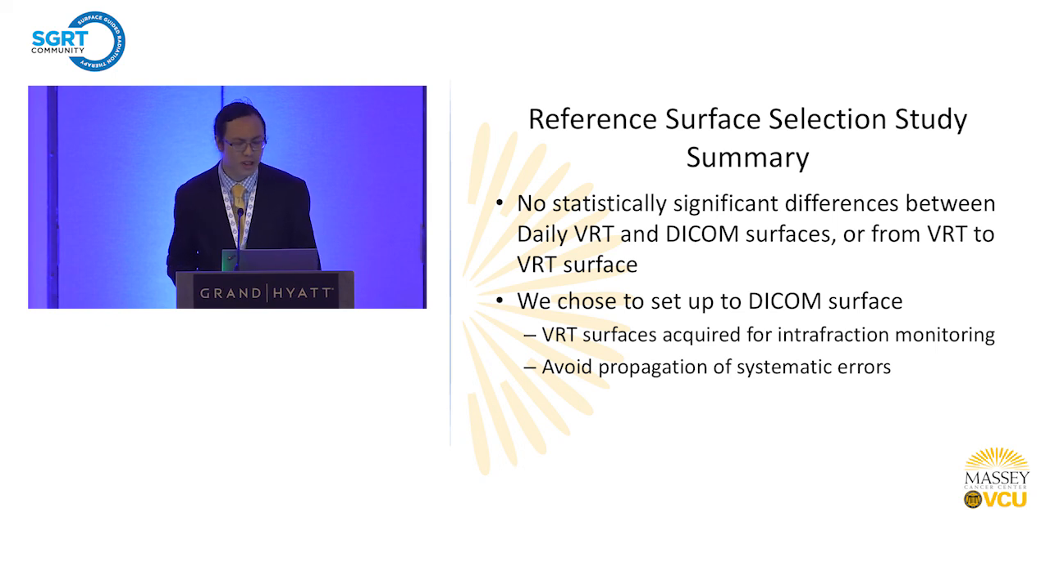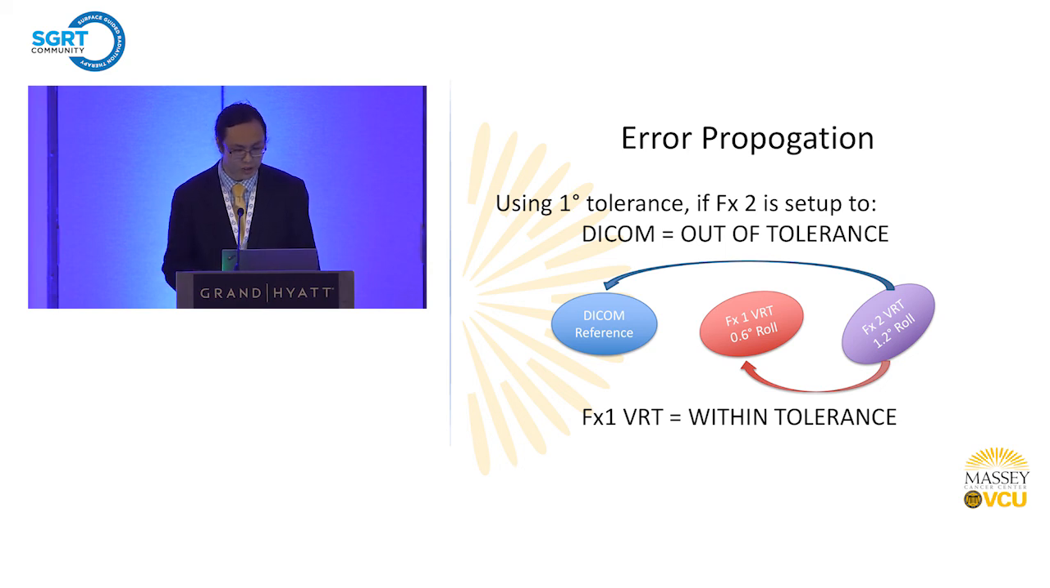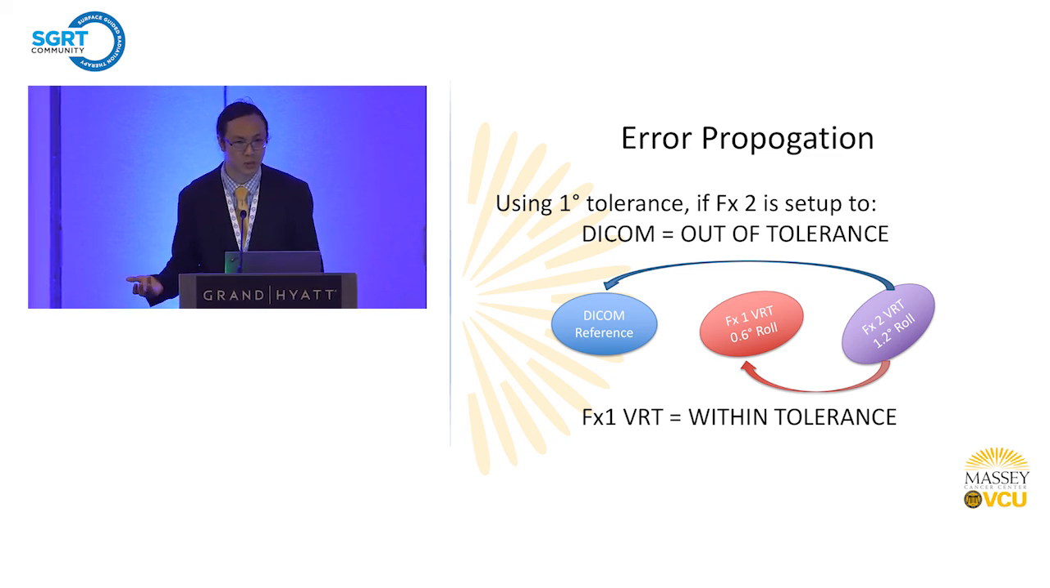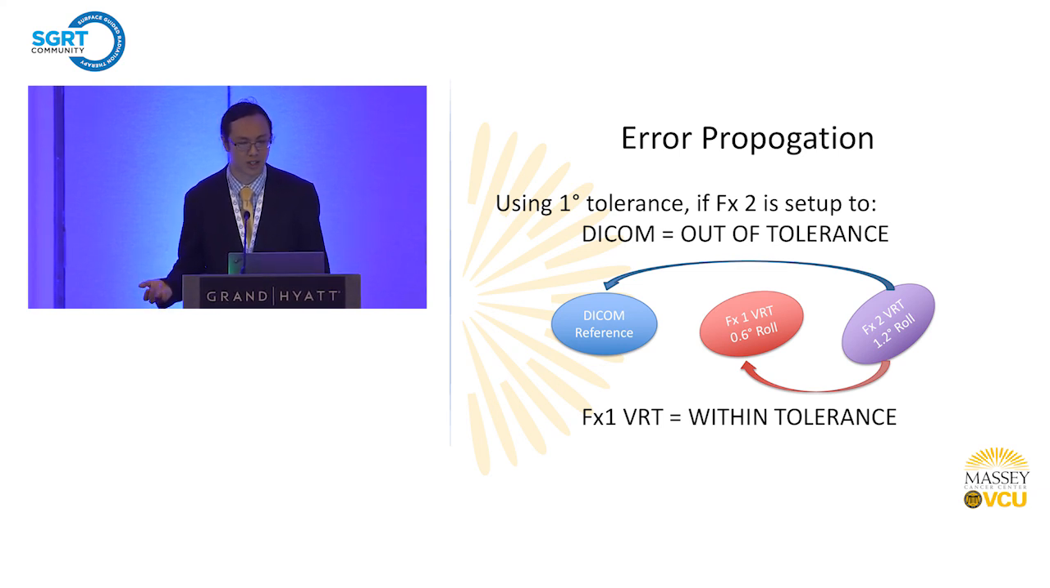But with what we found, we were comfortable with what we were doing. And in the end, we always choose to set up to the DICOM surface anyway. Our reasoning is that when you set up to the reference, there is a chance that you might propagate any systematic errors. For example, if our tolerance for a rotation is 1 degree roll, and in our very first fraction we have a 0.6 degree residual roll in our VRT reference, that's well within our tolerance, so we would capture that and it would be okay. Now, if we came in for our second fraction and that patient was actually rolled 1.2 degrees in the same direction away from the DICOM, compared to the first fraction reference image it would only show up as 0.6 degrees. That would be within tolerance, when in reality it would be unacceptable. It would be something that we should correct by comparing to our DICOM, which is our standard.